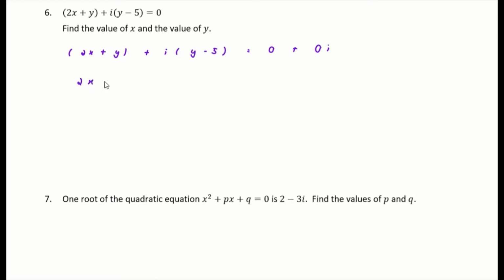So we have 2x plus y. The real part should be equal to 0, and the imaginary part is going to be 0 as well. So we can solve for y, which gives us 5. After that, we substitute back here. So 2x plus 5 equals 0, so x equals negative 5 over 2. Okay, just like that. Alright, so let's move on to 7.